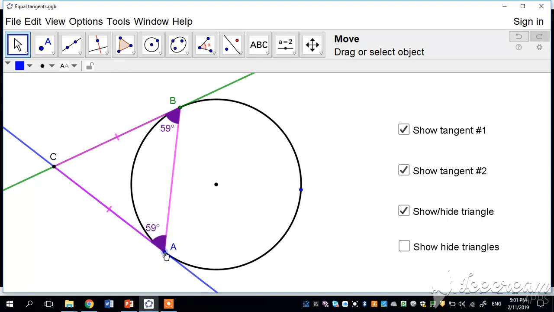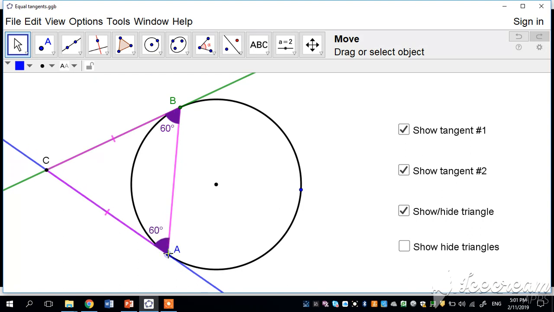At a certain point, no doubt, if I was just to maneuver it a tiny bit further, we'd get to a point where it's 60, 60, and 60, which suggests that all three sides of this triangle are equal. So it's an equilateral triangle instead of an isosceles.